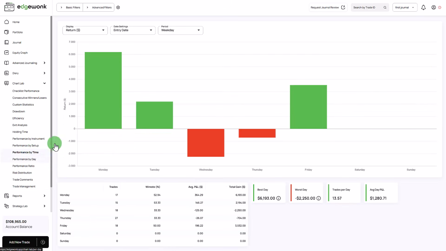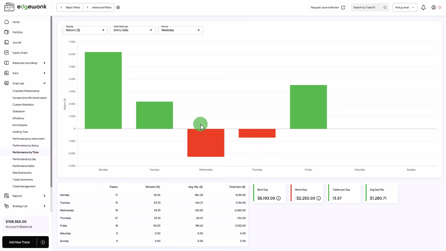We're going to the performance by time. We can see Monday, Tuesday, Friday, he is profitable. Wednesday and Thursday, he is underperforming. When we look at Thursday in particular, we can see this is his most active trading day. We can see it here, 27 trades, whereas typically he has between 15 and 18. So this is significantly more trades that he's taking on Thursday. And Wednesday here, you can see it as well, underperforming.